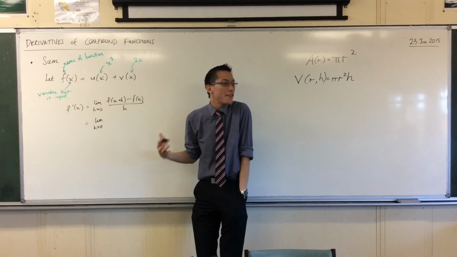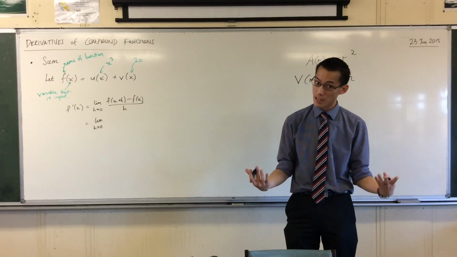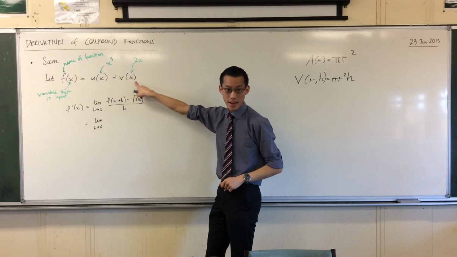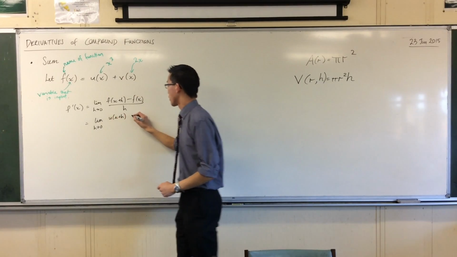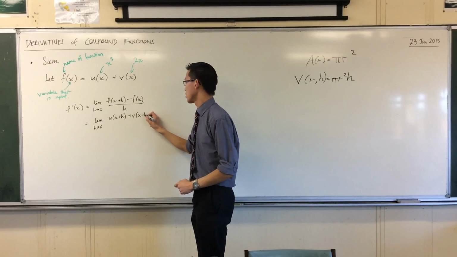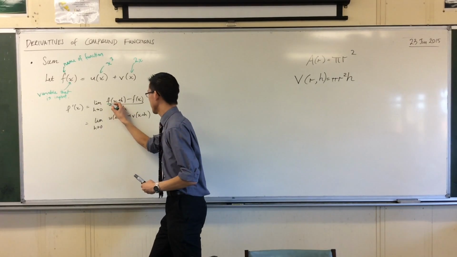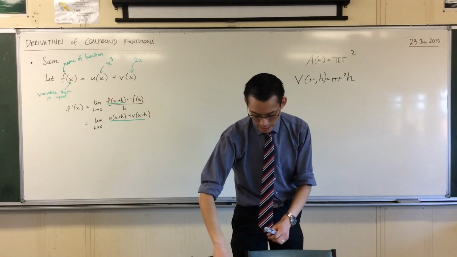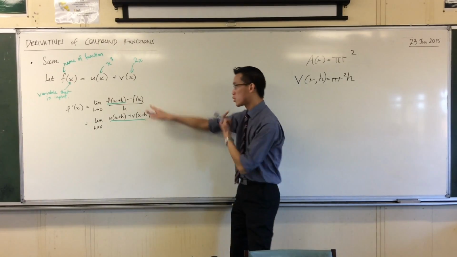Now, what is f of x plus h? Well, it's f of x, but everywhere you see x's, you put in x plus h. So I see an x there, and an x there, so I should put in x plus h. So on the numerator here, I've got u of x plus h plus v of x plus h. Those two terms have come from there. Make sense? In exactly the same way, I am going to subtract f of x.